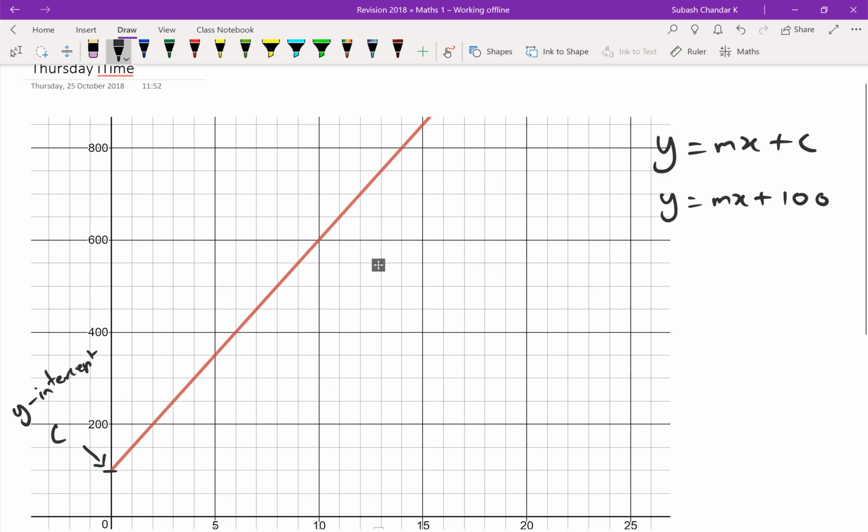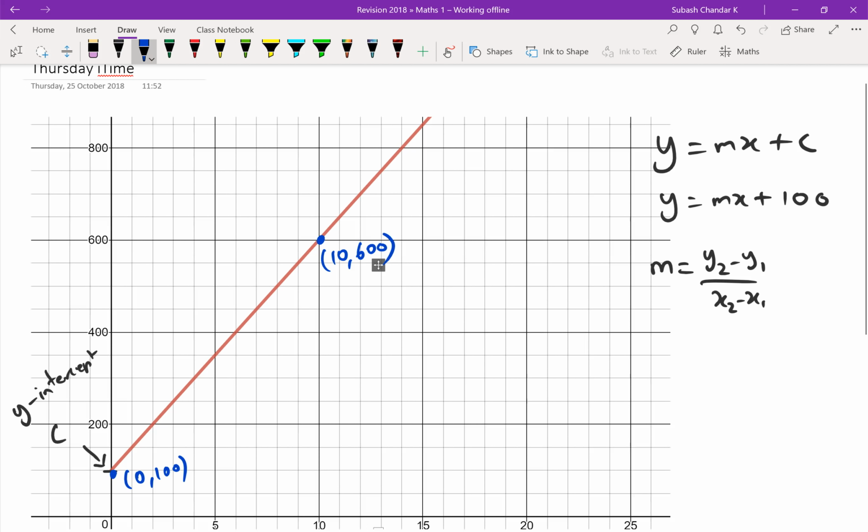Now, the next thing is trying to figure out what the gradient is. You've got so many different ways you can find the gradient. You've got rise over run, you've got change in y over change in x. Or if you're a fanatic like me, I like doing this one, which is change in y again over change in x, just another way of writing it up. But what you want to do is choose points that you're absolutely sure about. Now the first point I'm going to choose is (0, 100), and then the second one, maybe this one here, which is (10, 600).